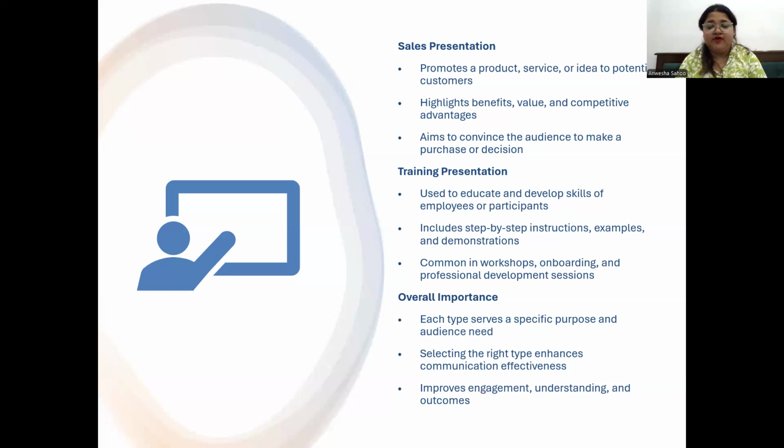So there are different types of audience who would actually require different kinds of presentation. So you as a student, you should remember that selecting the right type of presentation will enhance communication effectiveness. Also, it will improve your engagement with the audience, your understanding, and as a result it will give a fruitful outcome for the presentation. So I hope the types of presentation is clear to you.